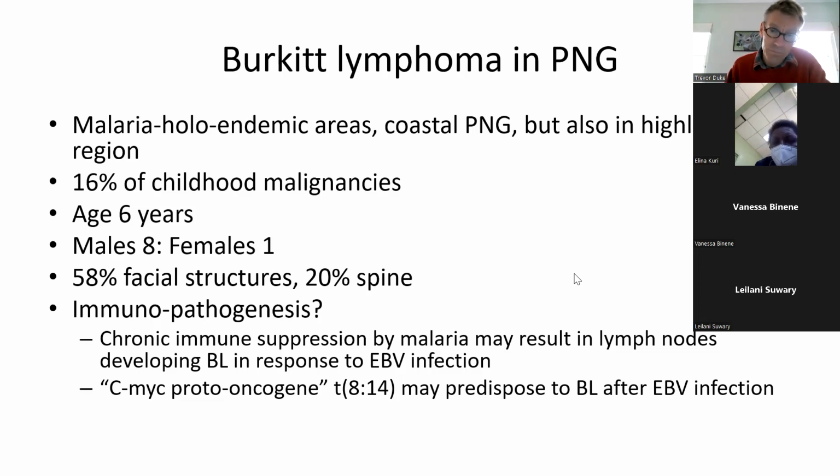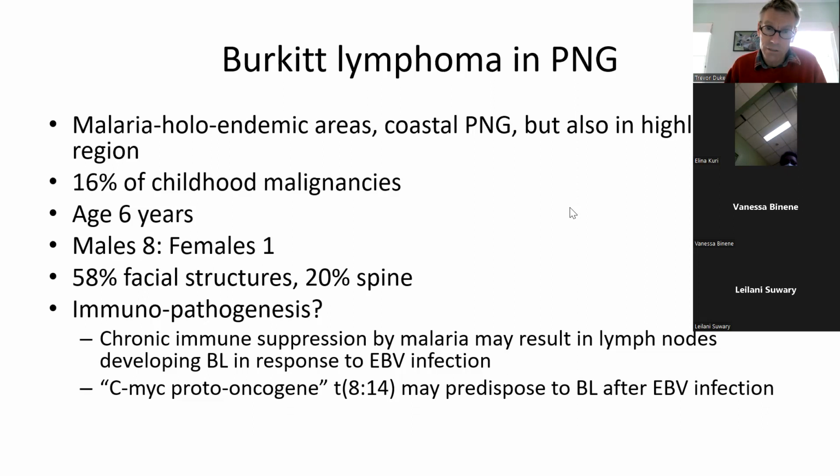I won't go into the origin of it, but there is some relationship, as I said, with malaria and EBV and this genetic predisposition, this c-Myc proto-oncogene, which predisposes to Burkitt's lymphoma after EBV infection in children who are living in malarious areas where perhaps they have some immune suppression because of chronic malaria. So it's possible that chronic malaria leads to immune suppression. The child gets EBV, they have a genetic mutation, this c-Myc proto-oncogene, and they get an EBV infection, and then they get Burkitt. That's probably the origin of Burkitt lymphoma.